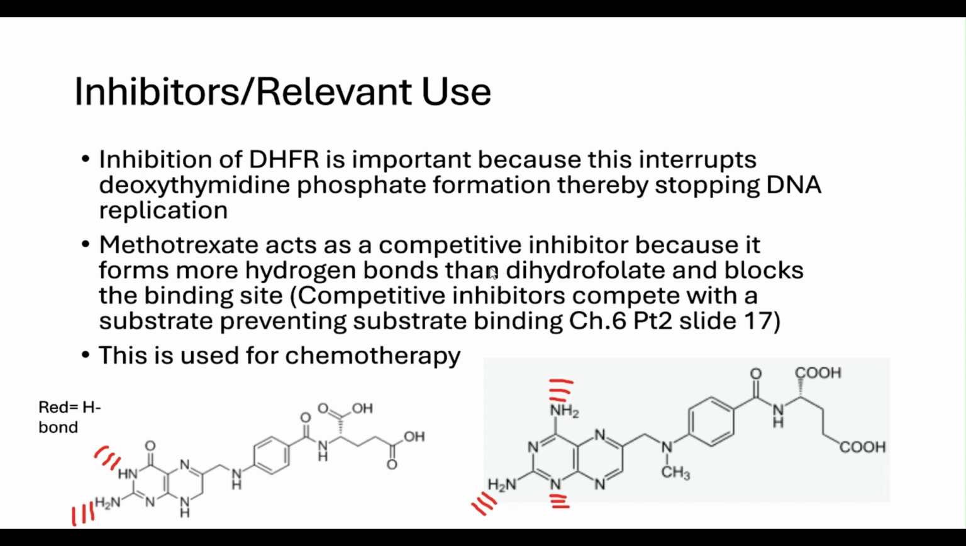It acts as a competitive inhibitor because it will bind to the same active site as dihydrofolate, and it actually binds with an efficiency 1,000 times greater than dihydrofolate. It has a similar structure, but it has 3 areas where it can form hydrogen bonds compared to 2, and so that will nearly always be favored over this. Once it binds, it will prevent dihydrofolate from binding, which will prevent tetrahydrofolate from forming.